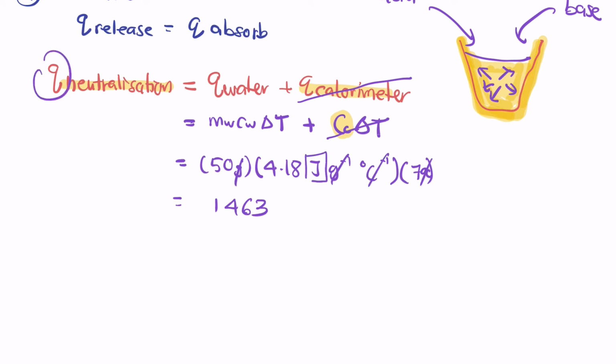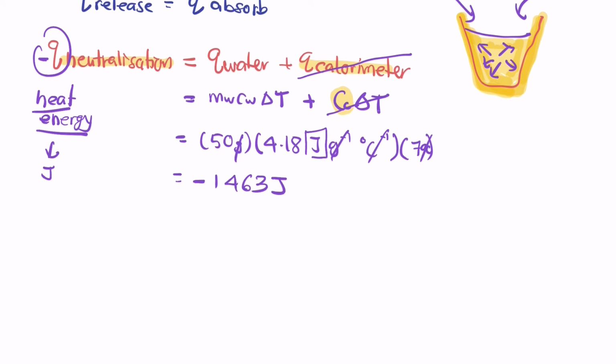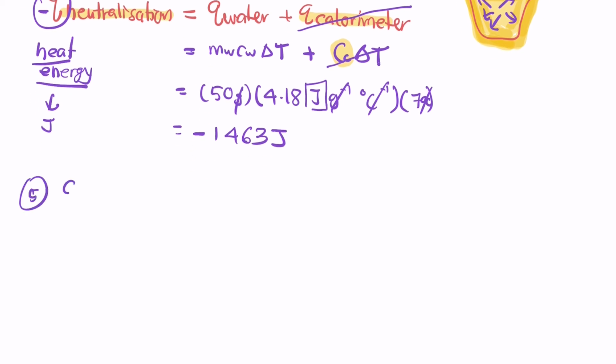Okay, and this is heat energy. As you remember, the unit for energy is joule. Since the heat released or heat of neutralization has a negative sign, automatically you will get here that your heat released from the neutralization is negative 1463 joule. Okay, so that settles the fourth step.